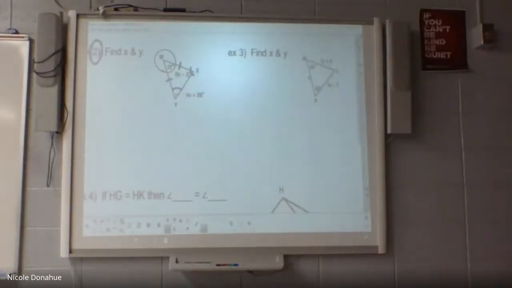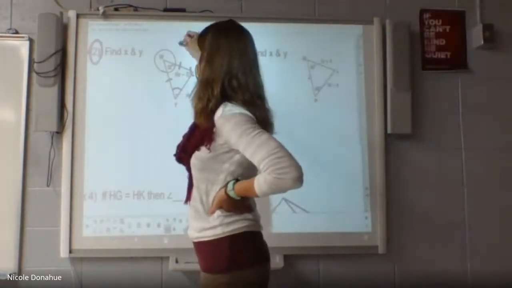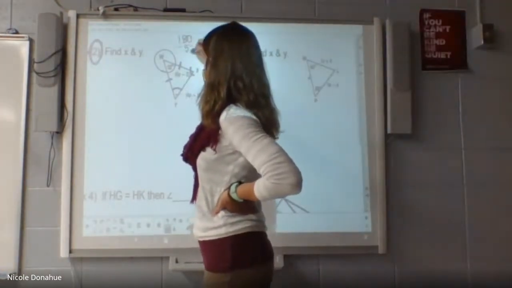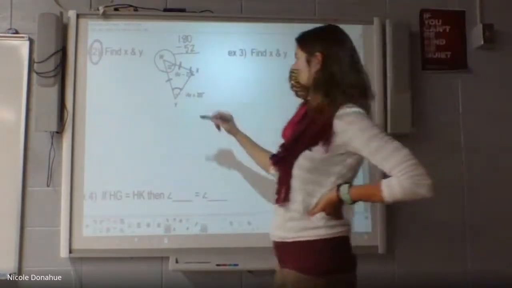What do I know about those other two angles? Yeah, Dawson? They're equal. They're equal, so you minus that from 180. You divide them into 2. Okay. So he's saying take 180, subtract 52, we get what? 128, right?